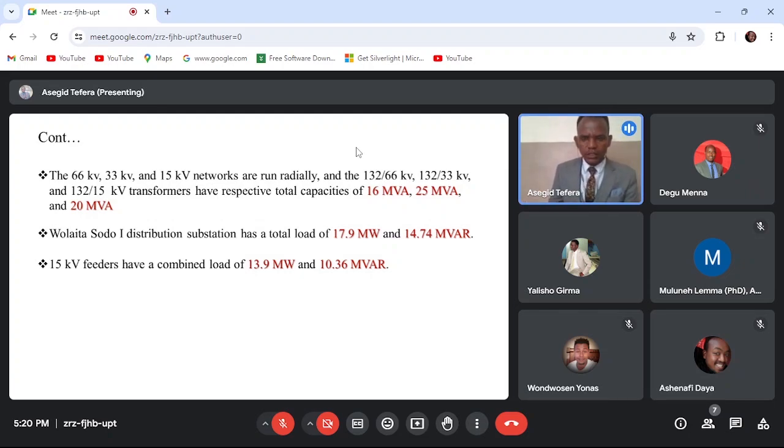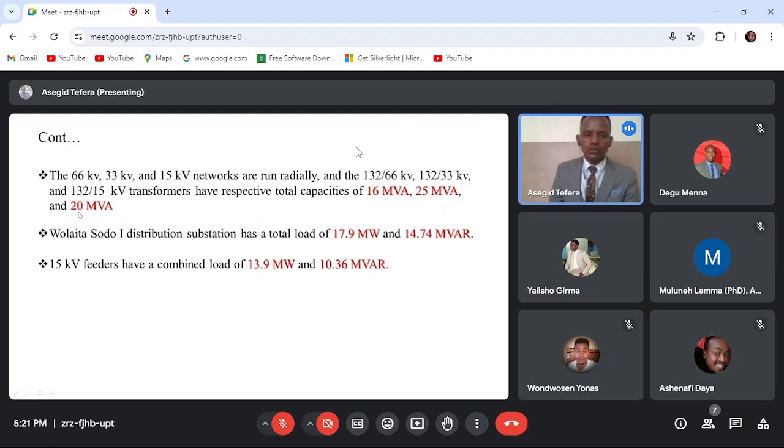132 to 66, 132 to 33, and 132 to 50 kV transformers, respectively, with total capacity of 160 megavolt ampere for 66 kV, 25 megavolt ampere for 33 kV, and 20 megavolt ampere for 50 kV.